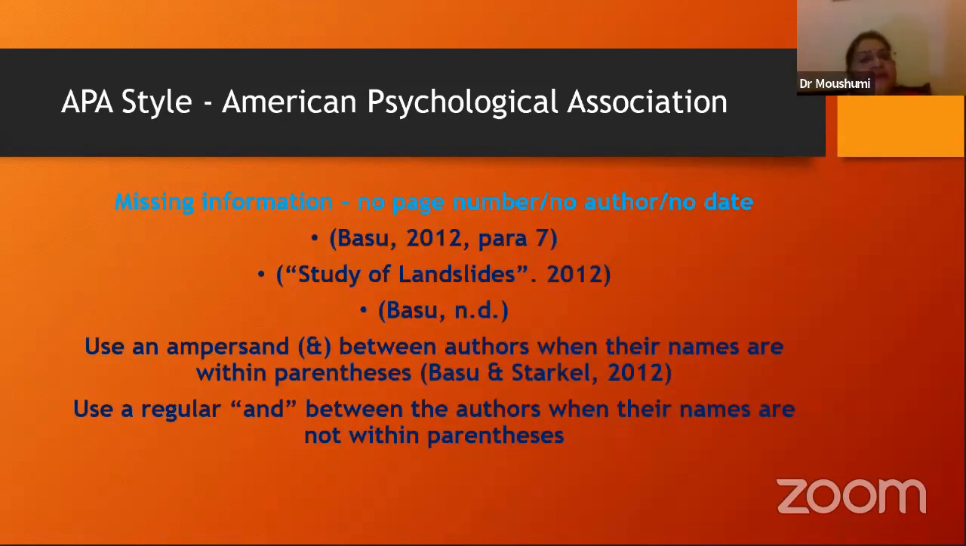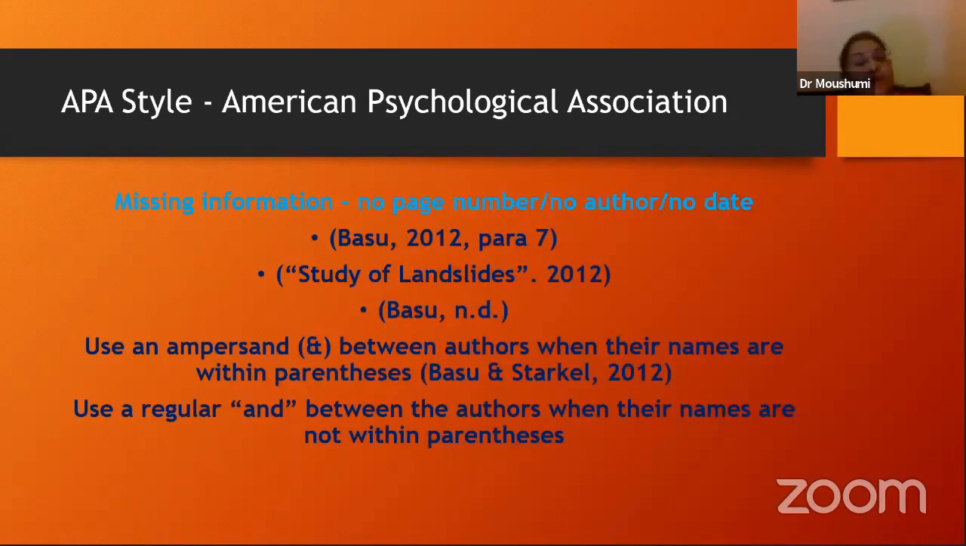Sometimes you will find that there is no author. So what do I write? In the place of Basu, shall I leave it blank? No, you write down the title of the document, the title of the paper, 'Study of Landslides' within inverted commas, then 2012. This is the case of no author. Sometimes no dates are there. What do I do? Just write Basu, n.d.